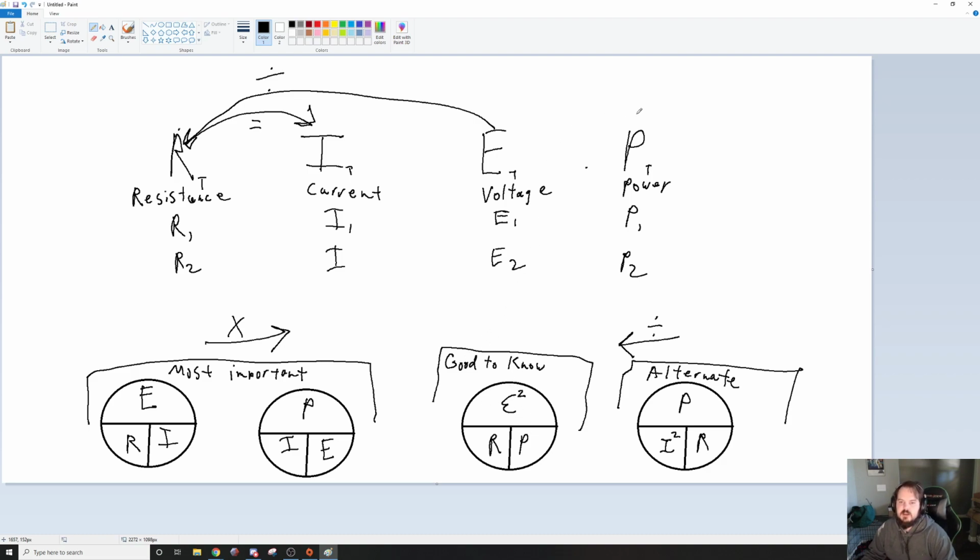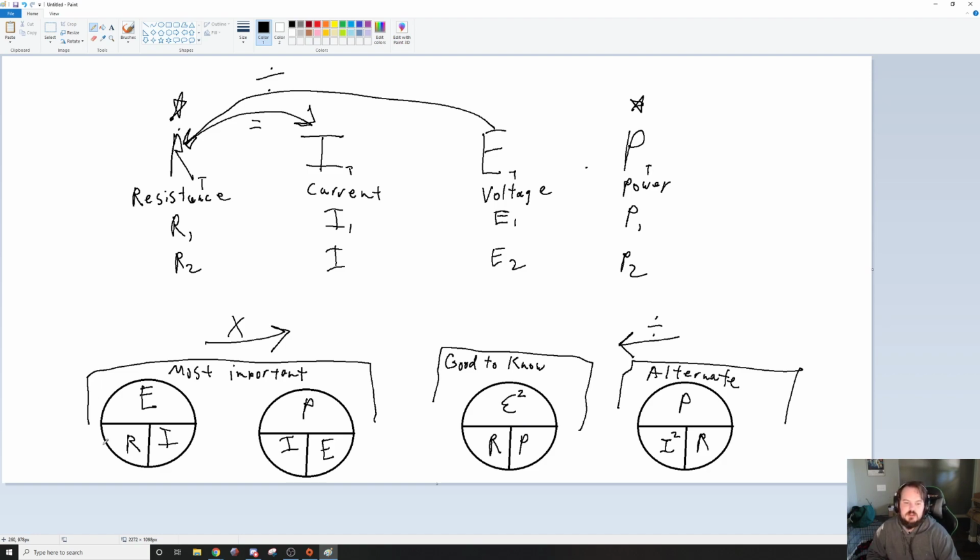If you only have P and R, those two don't interact using the chart. You will have to know this formula if you get into a situation where you can't find any other value except for R and P.